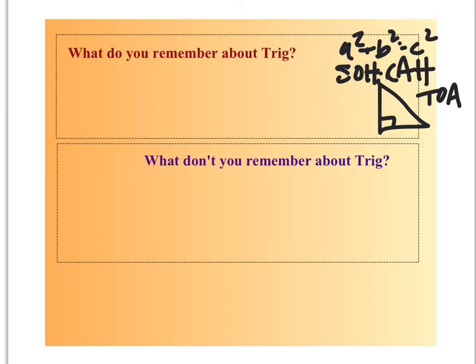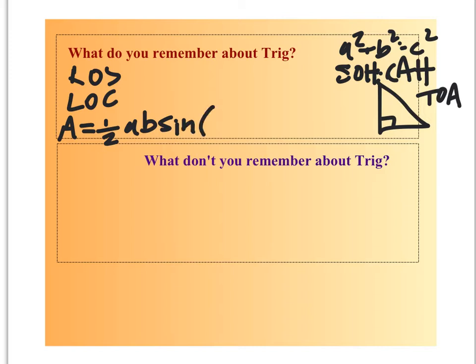Okay, let's think of stuff that applies to non-right triangles. How about law of sines? Law of sines, law of cosines. What else? How about the area of a non-right triangle? Area of a non-right triangle, you may or may not remember, is 1/2 AB sine of C.